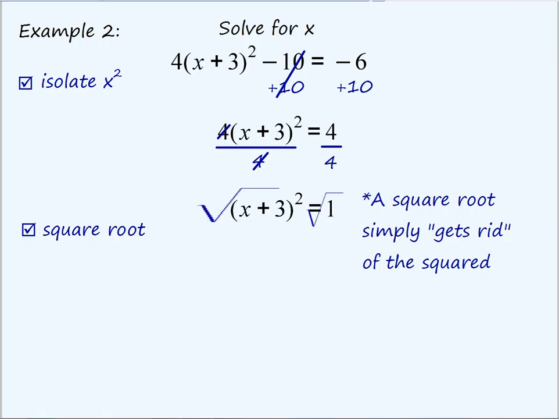What I do to one side, I have to do to the other. Remember that taking the square root on the left-hand side simply gets rid of the squared. Everything else stays put. So on the left-hand side, I just get x plus 3. And on the right-hand side, the square root of 1 is positive 1 and negative 1.